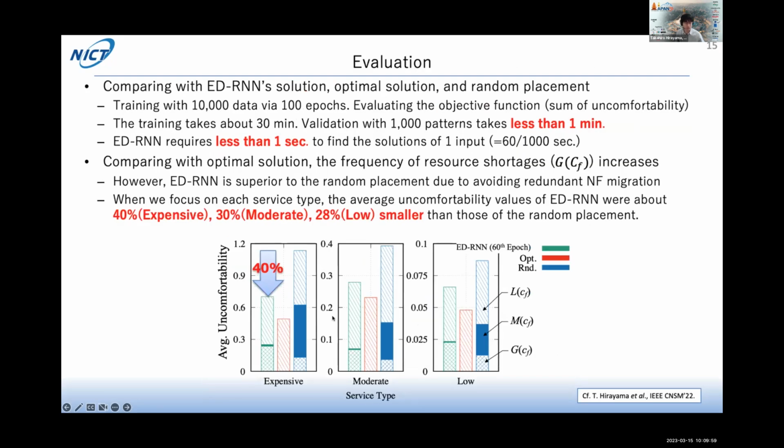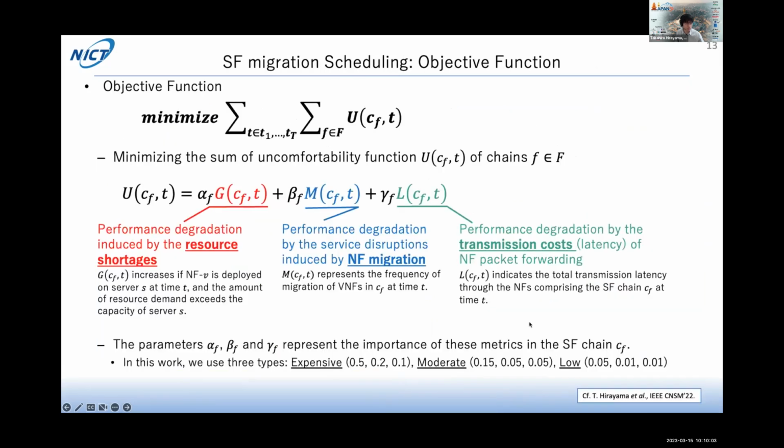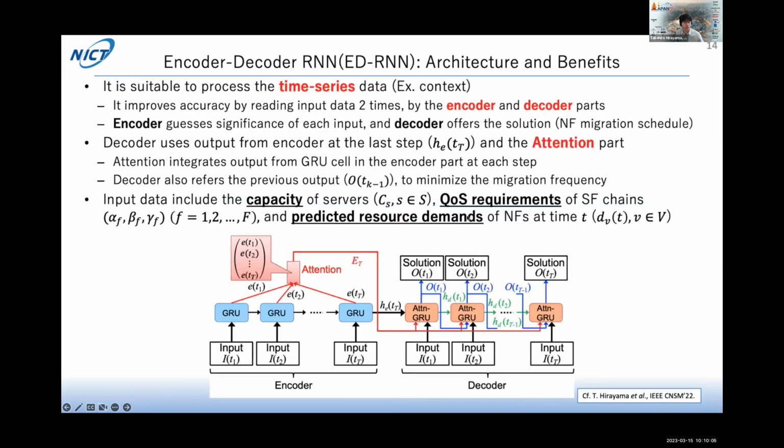Attention integrates the output from the encoder cell at each time slot. Input data includes server capacity, QoS requirement, and resource demand of each function.